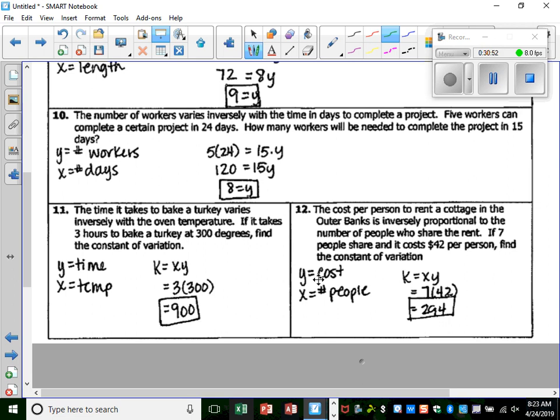And then over here, the cost per person to rent a cottage in the Outer Banks is inversely proportional, which is another way to say inverse variation, to the number of people who share the rent. So cost is y, which came first, and the number of people would be your x. If 7 people share at a cost of $42 per person, find your k. You're just multiplying them together.